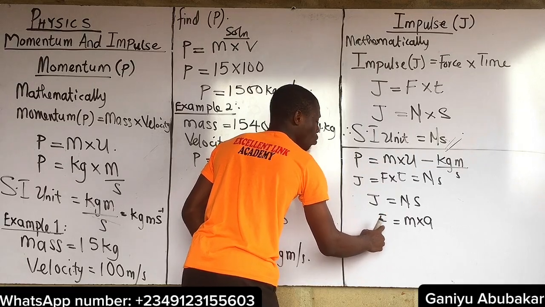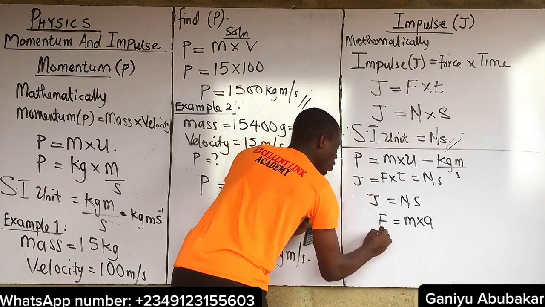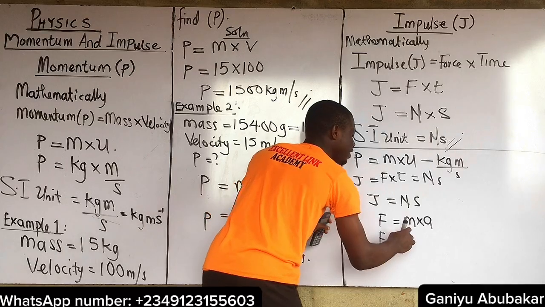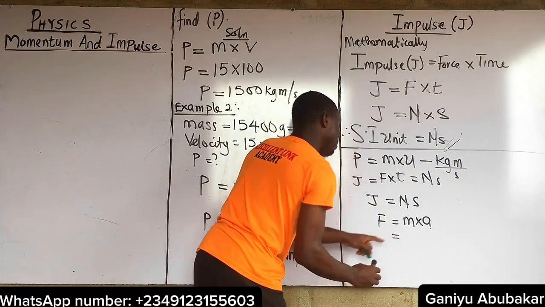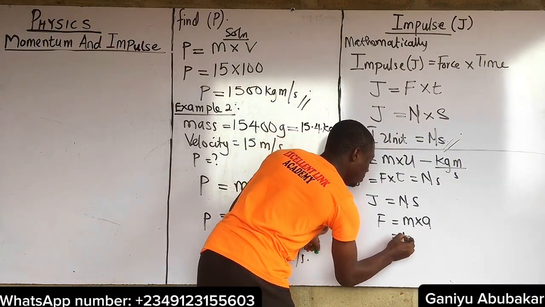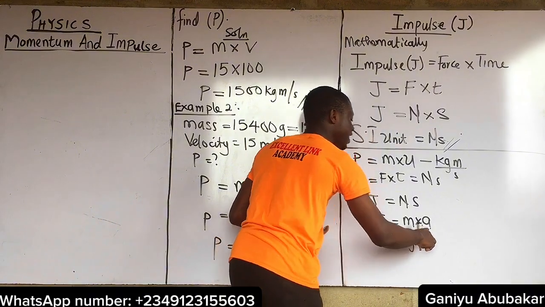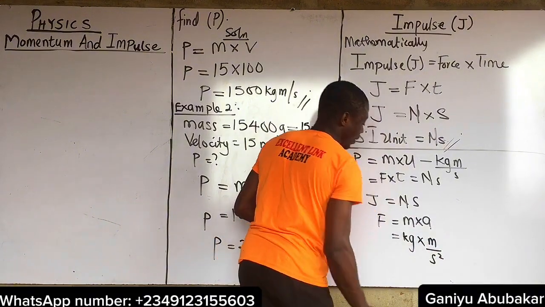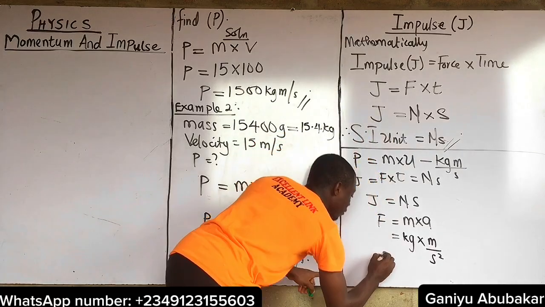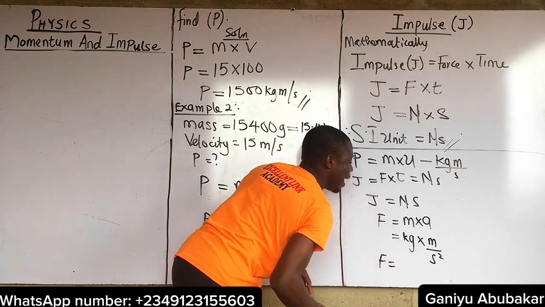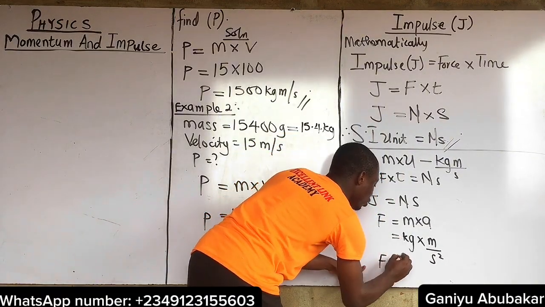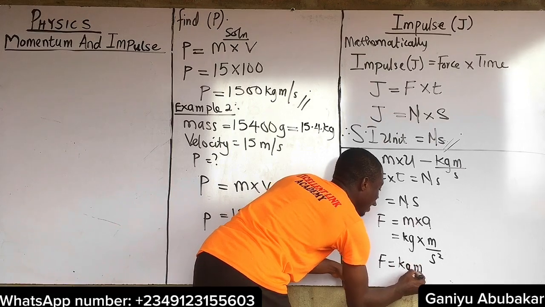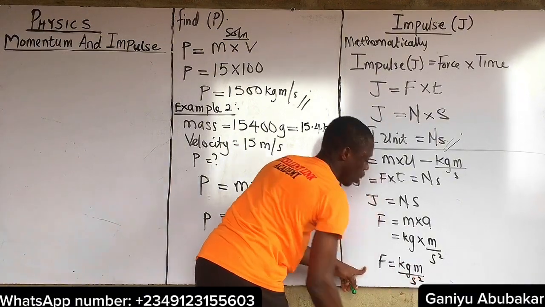And we know that force is what? Mass times acceleration. Now it means that force, which is what? Mass is what? Kilogram. We know that mass is measured in kilogram, times acceleration in meter per second squared. From here now, we are saying that force can be expressed as kilogram meter per second squared.